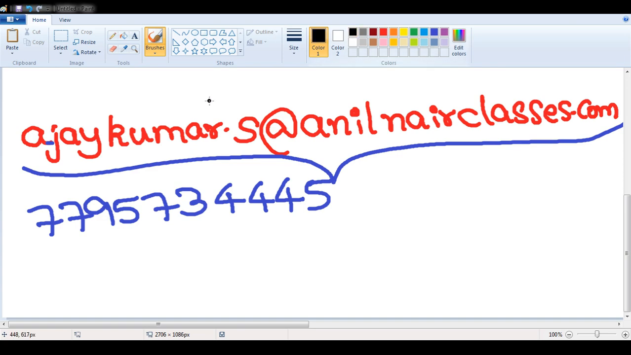Next caselet. See here, I am drafting this caselet.